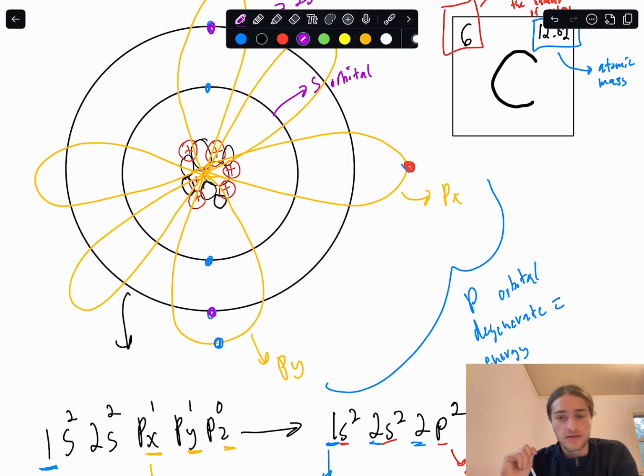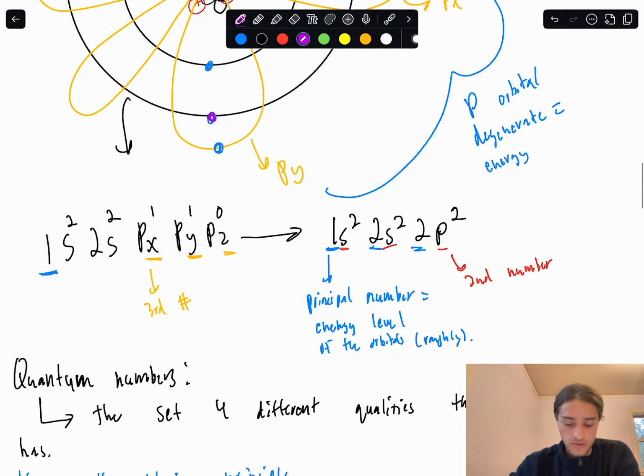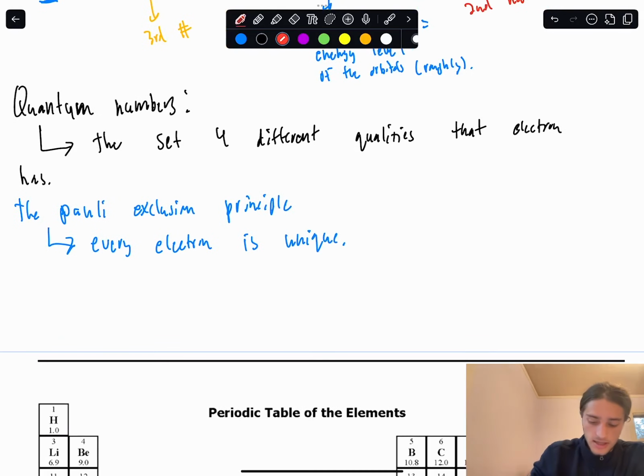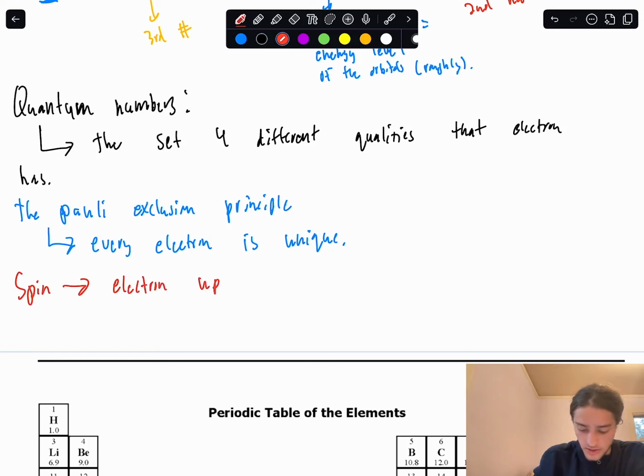And that's where the fourth and final quantum number comes in, which is something called spin. So spin is something that is way over my head. It is definitely some quantum mechanics stuff, but spin basically refers to electrons being either up or down. So like, are they spinning, I guess, up or down?